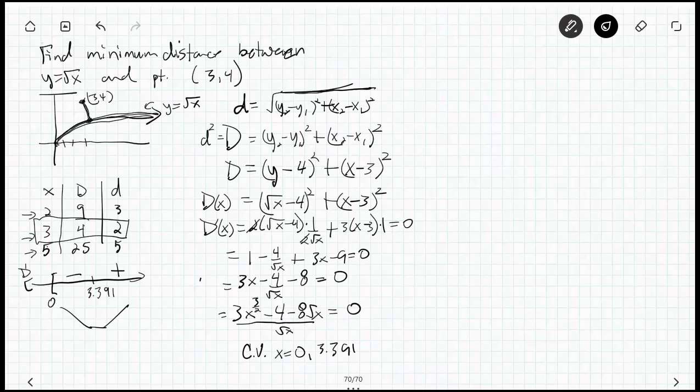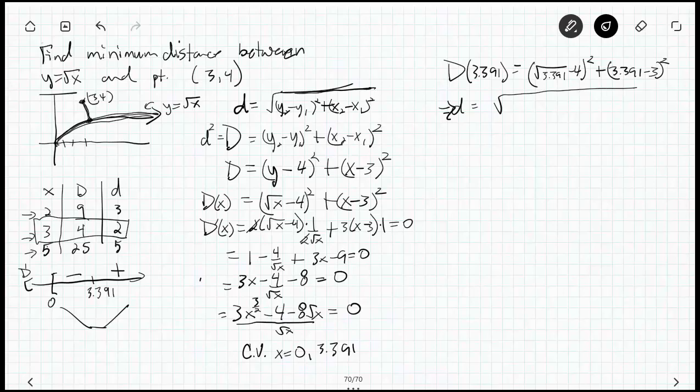Yes, so I have this number. Now, did I answer the question? It says find the minimum distance. Well, what I would do in this case, because remember, all of this work that we've done with distances has been around distance squared, is take distance squared. I know that d of 3.391 is going to be the square root of (3.391 minus 4) squared plus (3.391 minus 3) squared. And that's going to give me the minimum distance squared, which implies that d is going to be the square root of this answer.